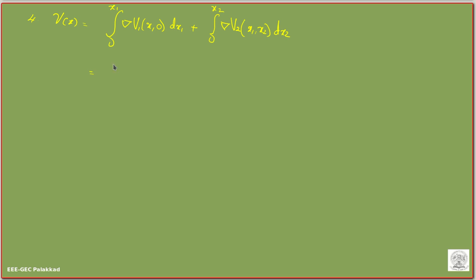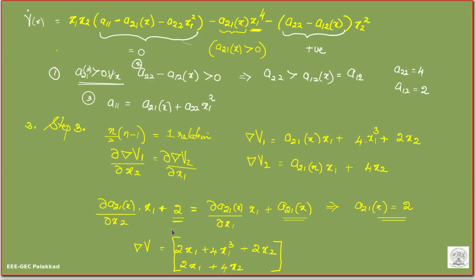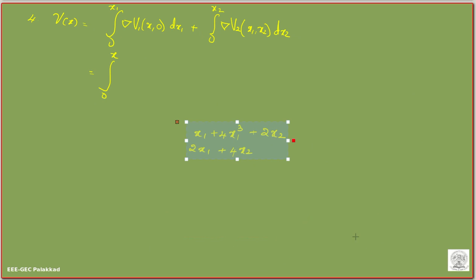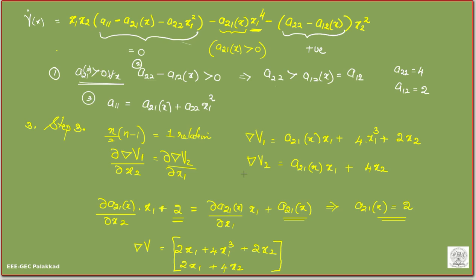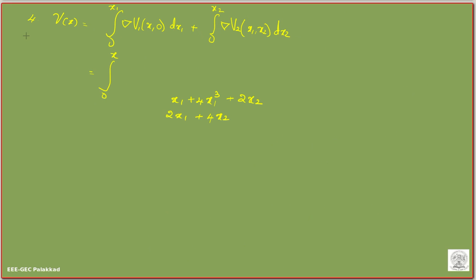So what is del v1? We will go and see what del v1 is. That is 2x1 plus 4x1 cube plus 2x2. So I will copy this here so that I need not have to come back here. Control C. So I have here that is 1 second. When I copied it, I don't know whether I have made any mistake. Yes, I have made some mistake here. Okay, it's okay.